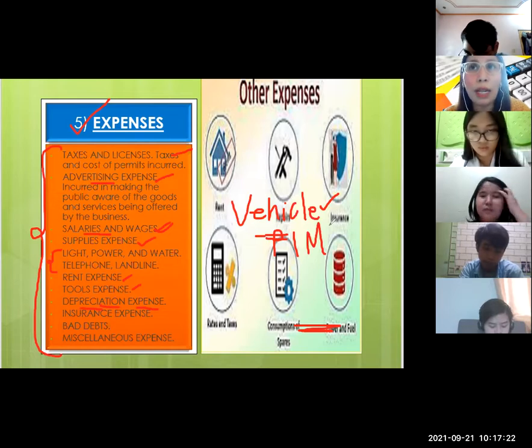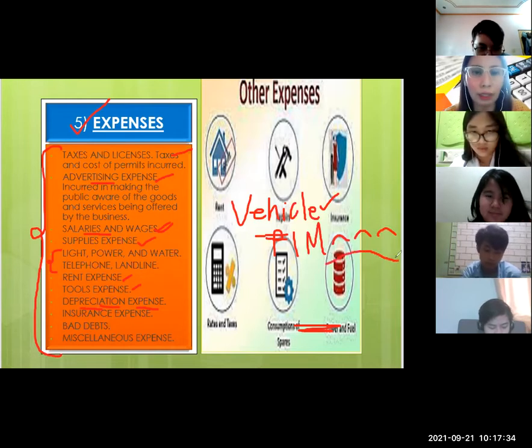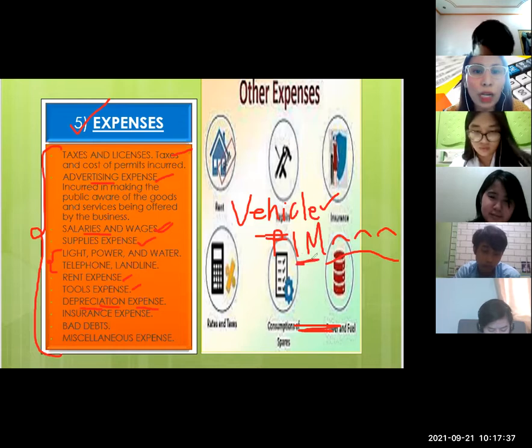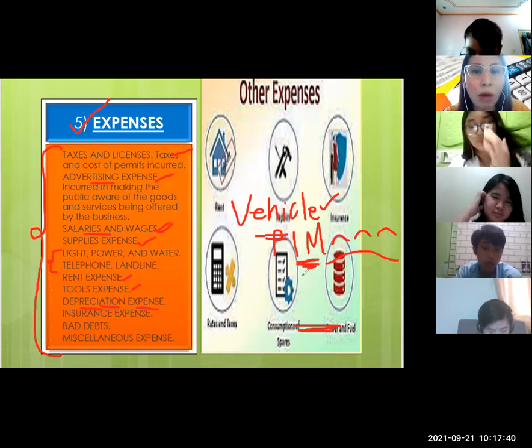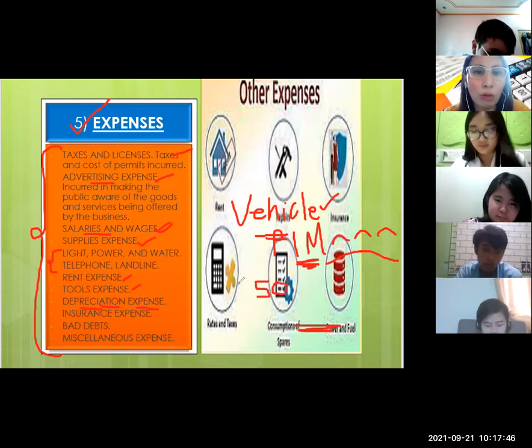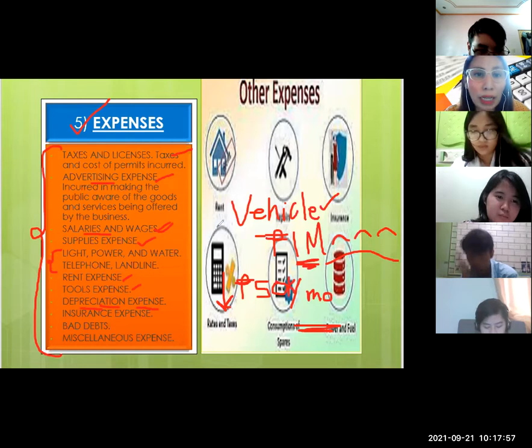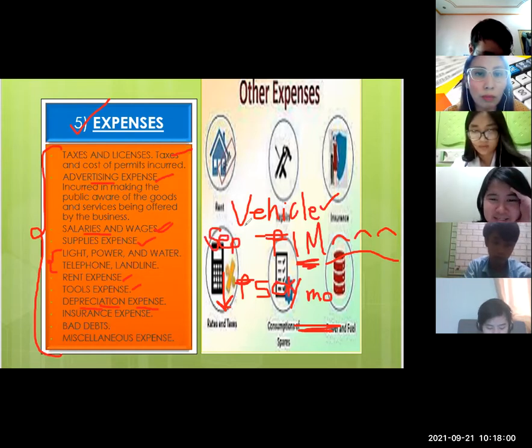Hindi na 1 million yung value ng sasakyan na yan after a month, after a month, after a month, or after a year. Okay. Yung value na ng sasakyan na yan after a month, hindi na 1 million. Let's say, nag-depreciate ng 50,000 pesos. Lumiit yung value, per month, 50,000. Therefore, let's say binili natin to ngayong September, the vehicle na 1 million pesos.